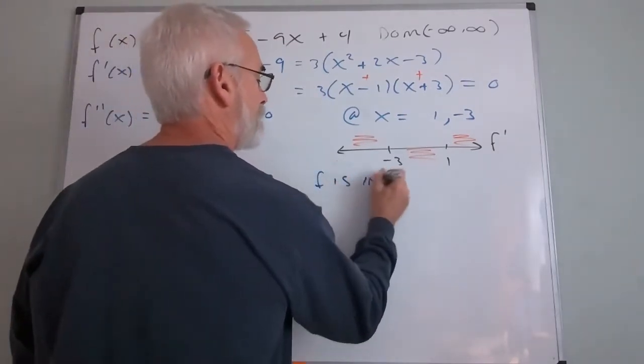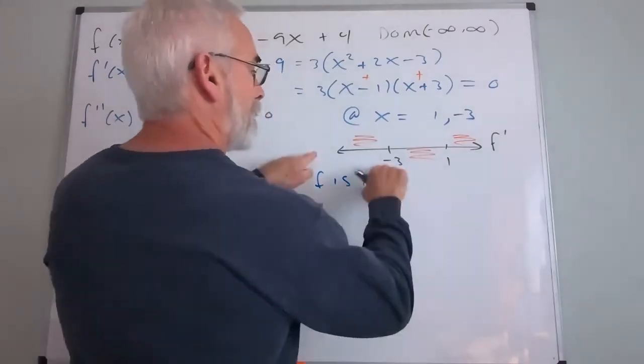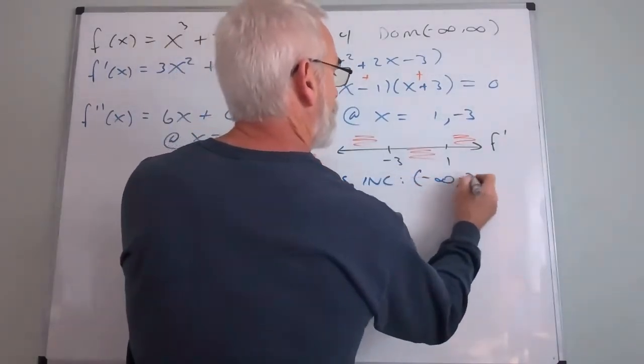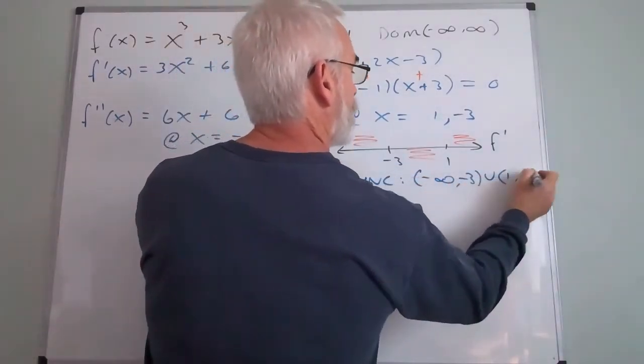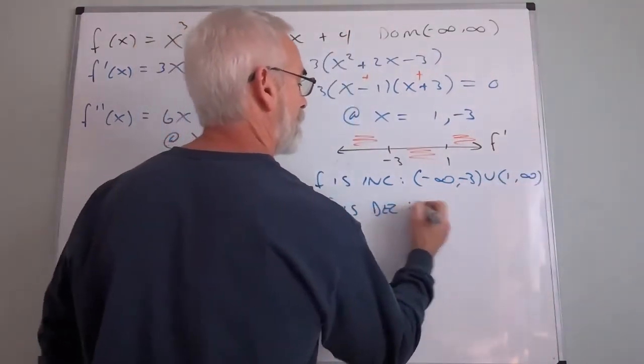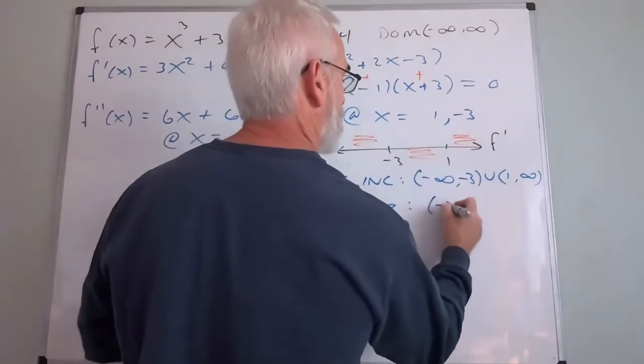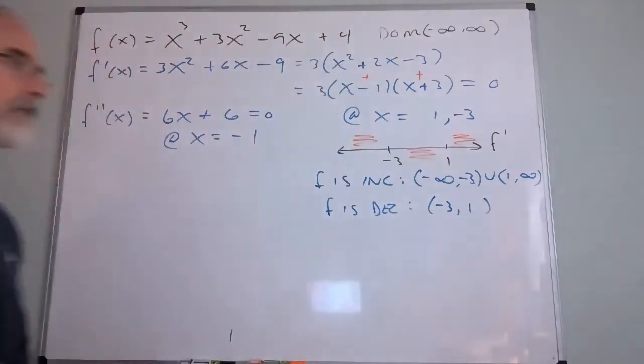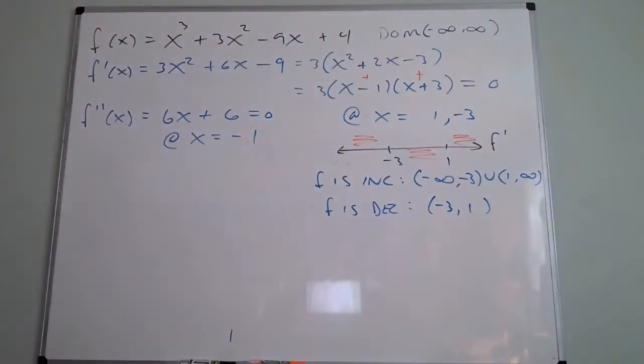I now know, and I'll keep it small, use the blue one, f is increasing from negative infinity to -3, and then again from 1 to infinity. f is decreasing from -3 to 1. Okay, that tells me a lot about my graph.